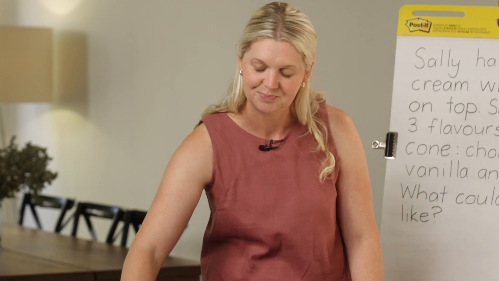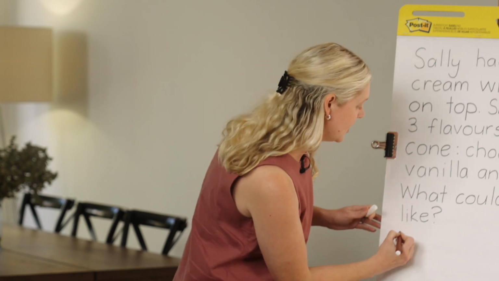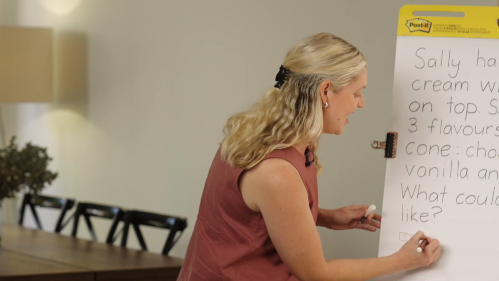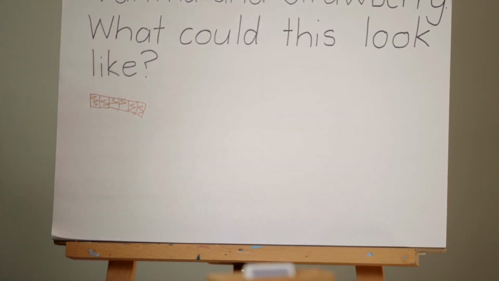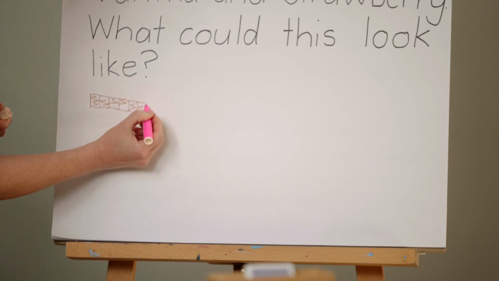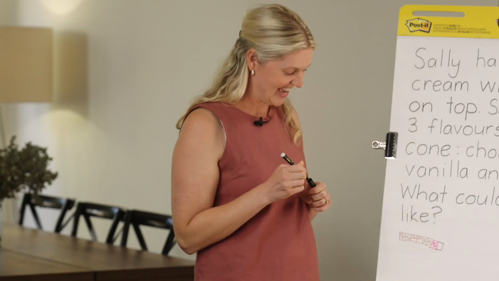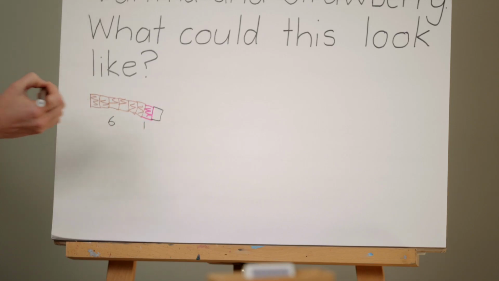Let's record this. I'm going to draw the blocks this time. So I'm going to draw the 6 chocolate, 1, 2, 3, 4, 5, 6. That's our 6 chocolate. Now for the strawberry, 1. And finally, vanilla. I'll just leave it like that. So we've got 6 and 1 and 1 more, which makes a total of 8.